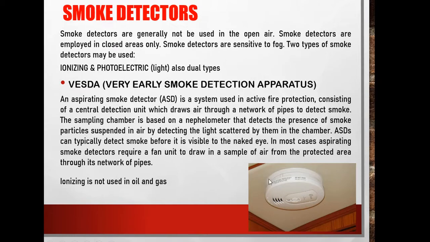It has a fan that pulls in whatever air is around, and if there's smoke in it, it would immediately let you know. It operates with lights flashing through the air, and it detects smoke based on the way the light bounces around. If there's smoke in it, the light will be scattered. If there's no smoke, it wouldn't be scattered. That's kind of how it works. Also, remember, ionizing smoke detectors are not used in oil and gas.